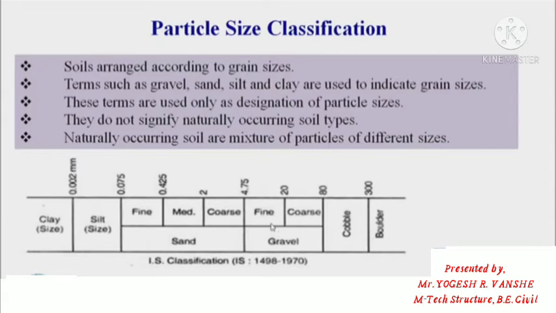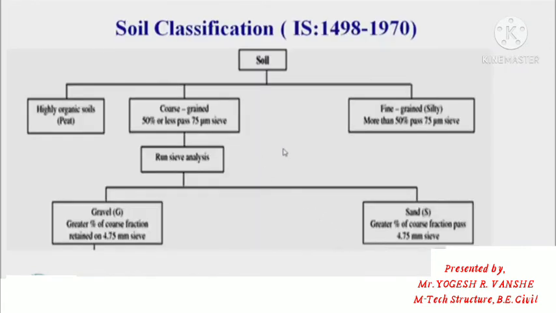And in the gravel we again have two categories: one is called fine gravel and another is coarse gravel. Based on this particle size, beyond 80 mm up to 300 mm the particles are called cobble, and beyond 300 mm it is called boulder. So let us move to the IS soil classification system as per 1498-1970.